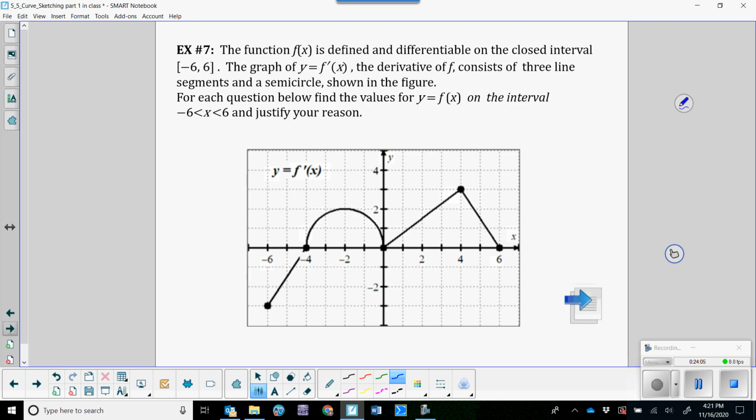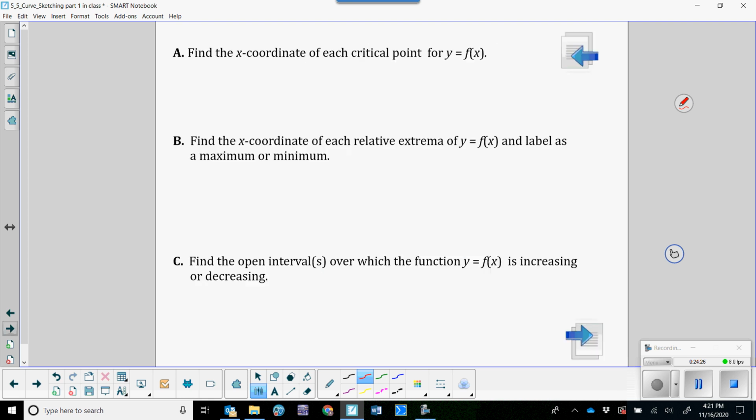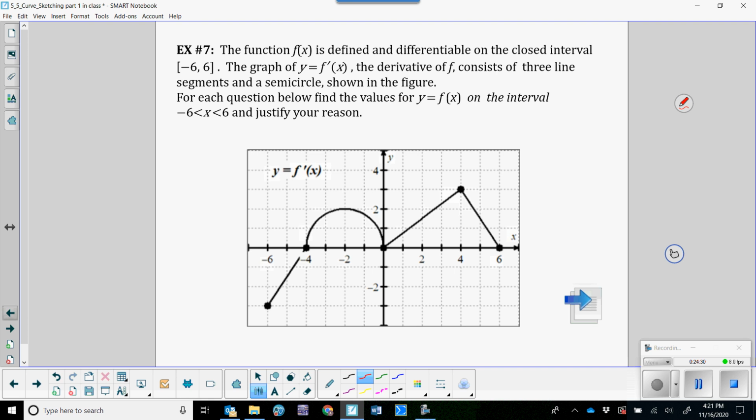So here we have this graph, and it's consisting of segments and semicircles that are listed. This graph will be really important later when we do integration, because we're going to do some other things with it, but right now we're just answering things for this chapter. So first question is, find the x coordinate of each critical point. So we go back, and this is important. This graph is f prime.